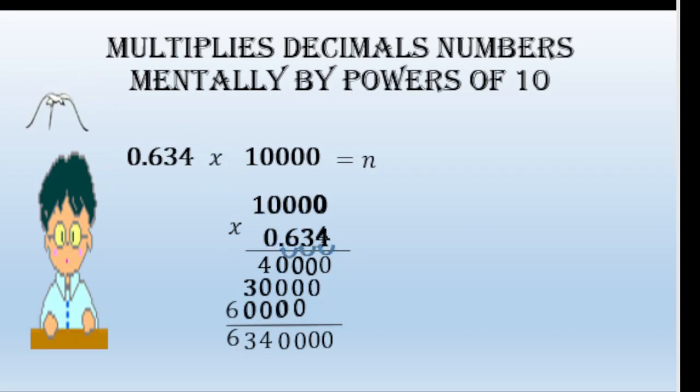And then to the product, since we counted 3 times, we have to move the decimal point, imaginary, from right to left 3 times. 1, 2, and 3, and then put in the decimal point. So therefore, our answer now is 6,340.